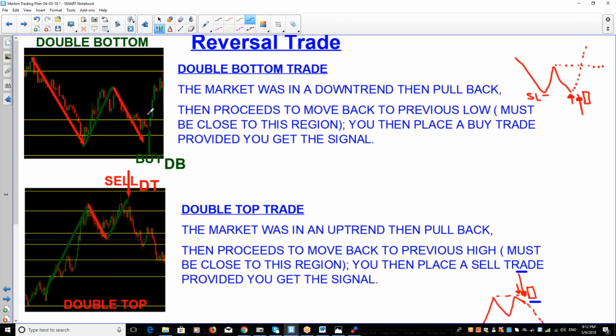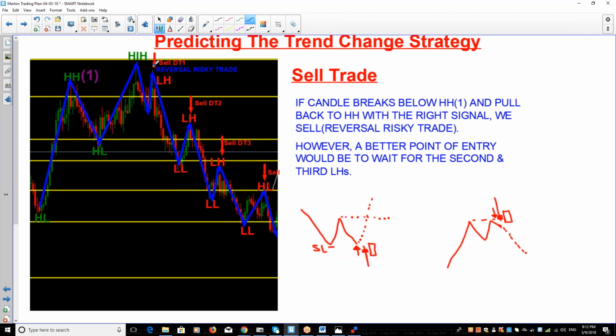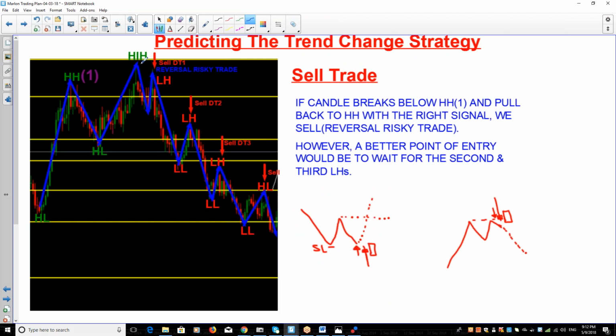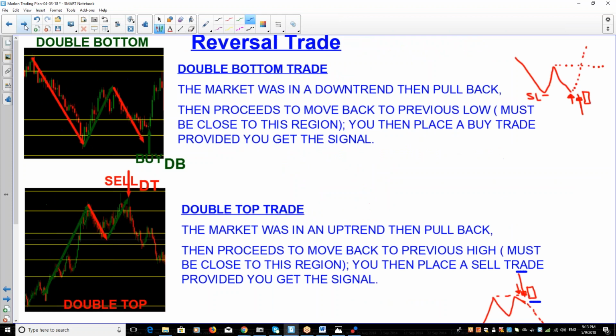Now remember, the double bottom and the double top coincide with this, because this is our double top, even though we're predicting the trend change. Going in an uptrend, this would be like our double bottom. But as I said, it can't be. So this is the only time we do one of the reversal trades. It's the exact same thing as the double bottom. This here is the exact same thing as a double top, but I just separate it as a trade on its own so people can identify with it.